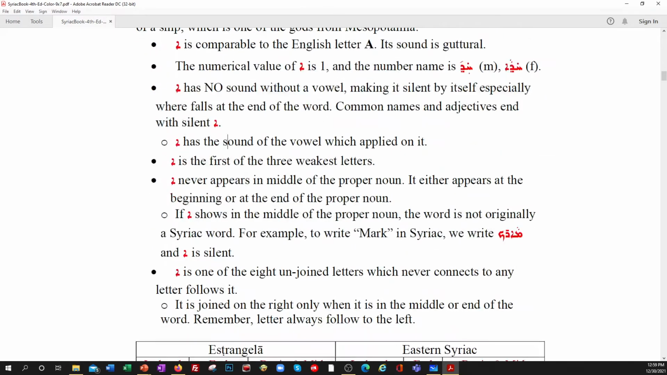So that's what is going to be the sounds of Alep with these vowels.